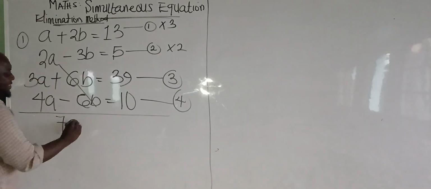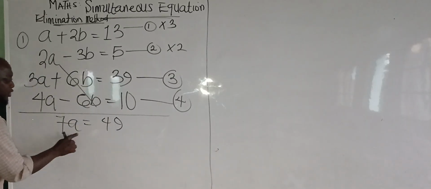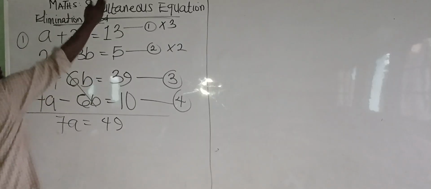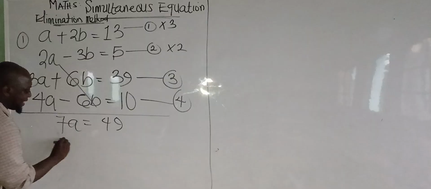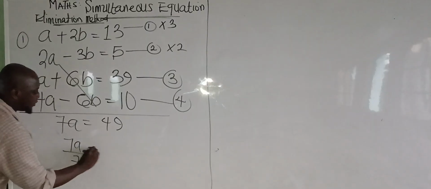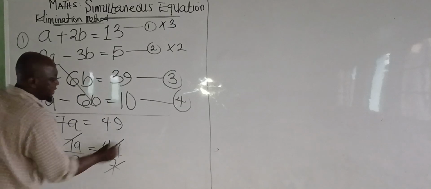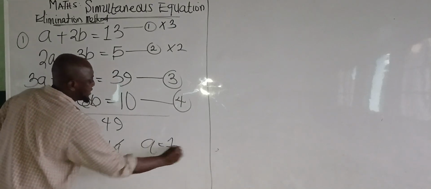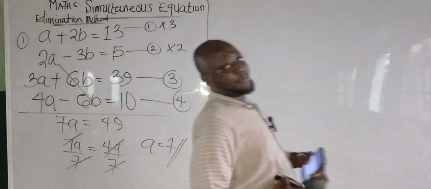Now do the math. I'm having 7a here. Do this one here. I'm having 49 here. So here I'm looking for A. Remember, in simultaneous equations, we are looking for A and B. So from this part now, I will divide here by 7, and I will divide here by 7, so that this take away this, take away this. A becomes 7. This is how this is done using the elimination method.